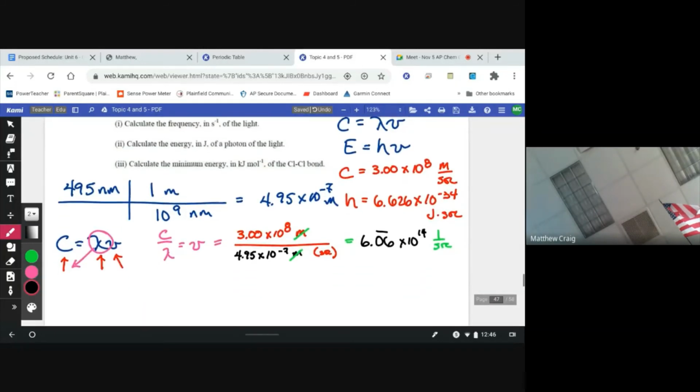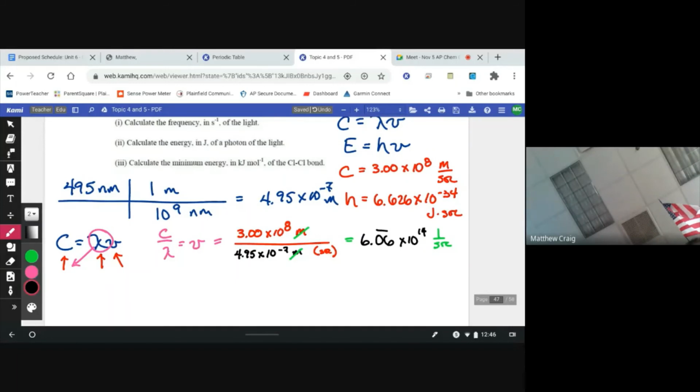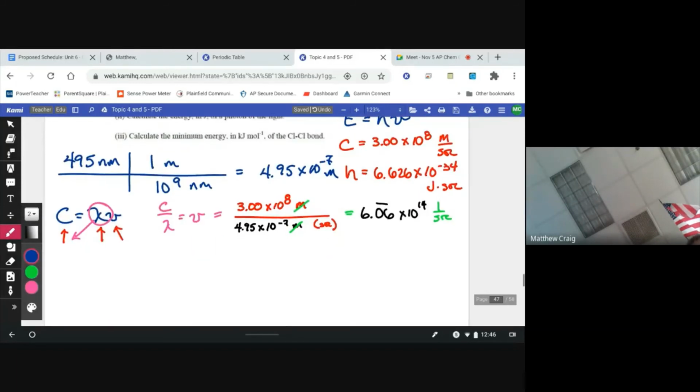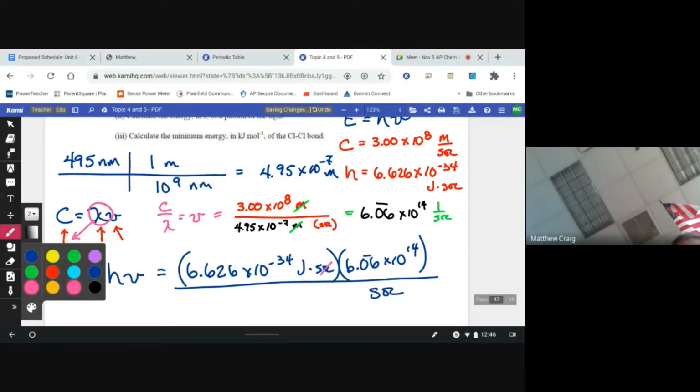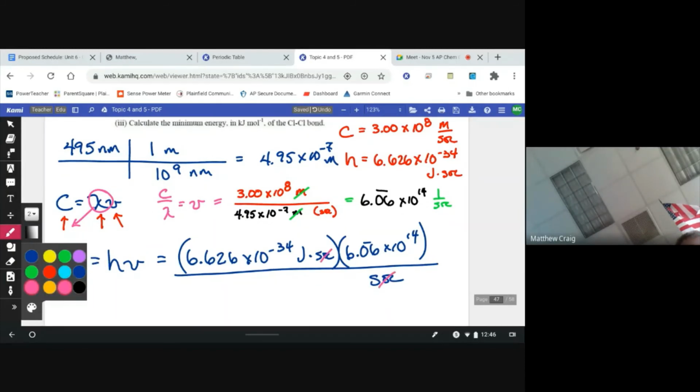How in the world could you ever do that? Oh, we just calculated the frequency. Planck's constant, 6.626 times 10 to the negative 34.